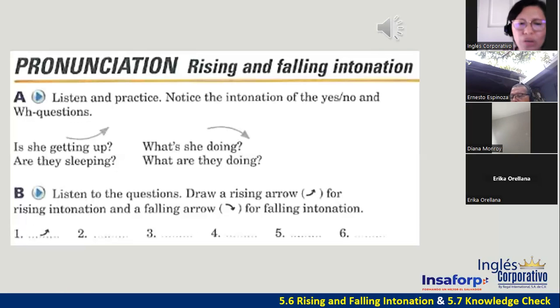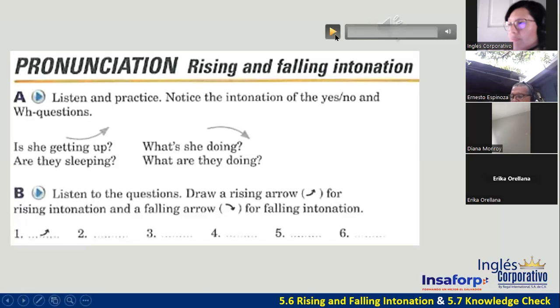Very good. So now you're going to tell me, guys. Hoy me van a decir ustedes, ¿verdad? ¿Qué opinan? Si es falling intonation o si es rising intonation. Okay, vamos a escuchar nuevamente. One. Are you wearing a coat? Esa es rising. Two, ¿verdad? What are you doing now? So, number two, what are you doing now?